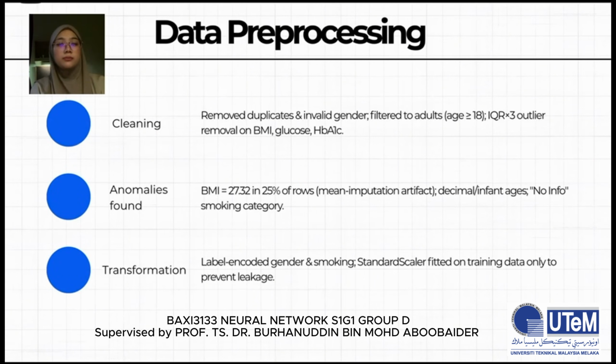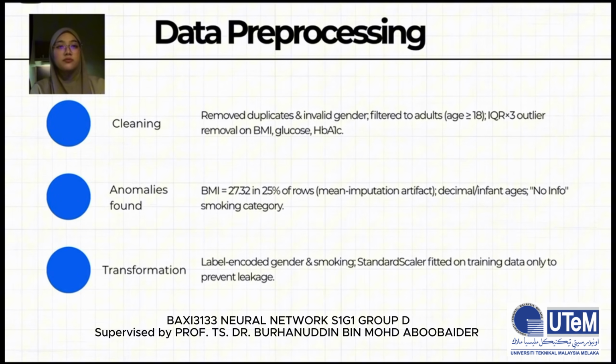Next, diving deeper into the data preparation phase. Our pre-processing involves 3 major steps. First, cleaning. We remove duplicates, filter out invalid gender, restrict the dataset to adults aged 18 and above, and apply IQR-based outlier removal on BMI, glucose, and HbA1c level.